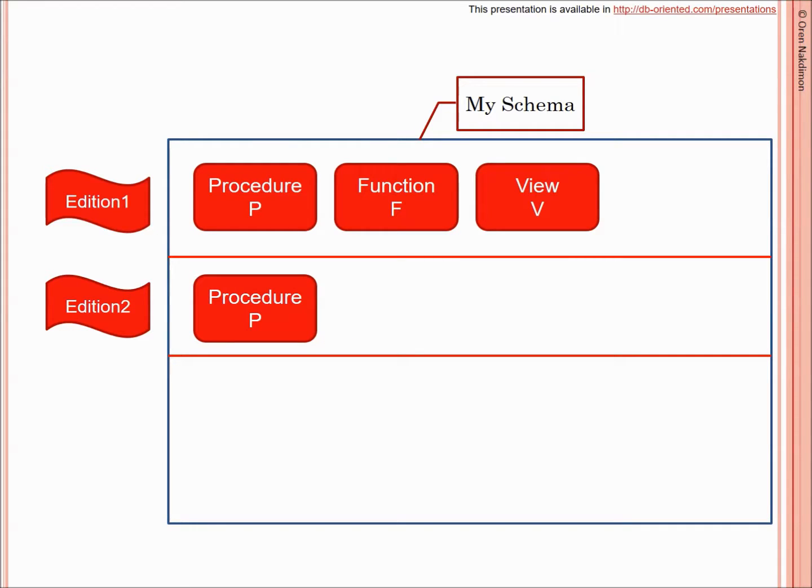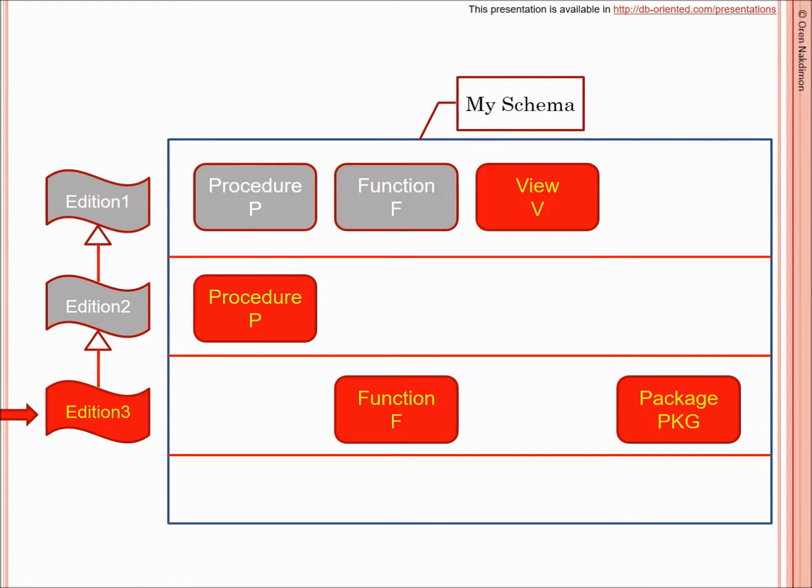Editions are not just separate areas. Each new edition inherits from its predecessor editions. So if we have several objects in edition 1 and we need to make a change only in procedure P, we do it in edition 2, and sessions that are connected to edition 2 will see and use procedure P from edition 2 and all the other objects from edition 1. We don't need to duplicate all the objects in all the editions.